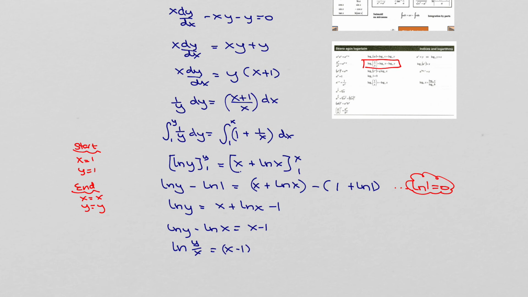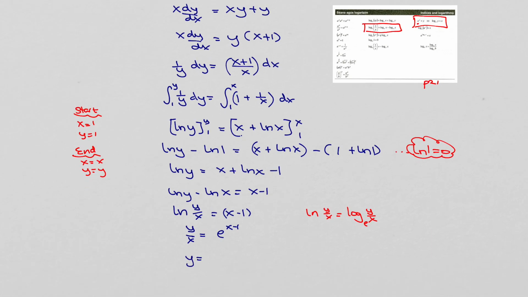And then I'm changing from logs to exponentials. So the top right-hand corner here on page 21 in our maths tables, we can see that natural log of y over x can be written as log y over x to the base e. So that base e is now going to become the number raised to the power being x minus 1. So in other words, we have y over x is equal to e to the power of x minus 1. And therefore, if I multiply both sides across by x, I get x times e to the power of x minus 1.